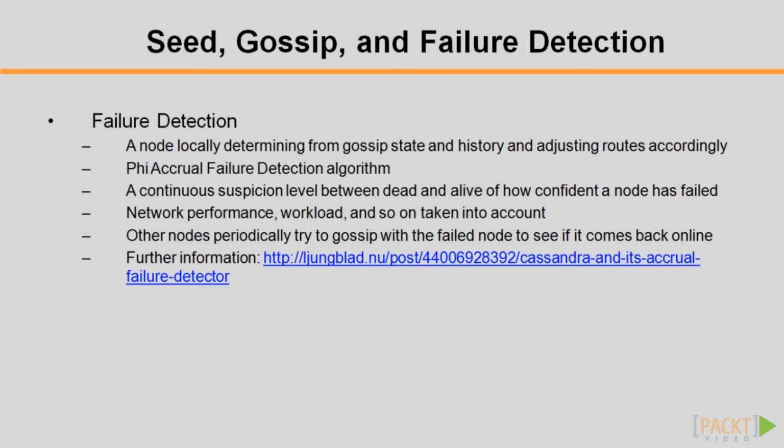A node locally determines failure from gossip state and history and adjusts routes accordingly, using the phi accrual failure detection algorithm. Instead of the binary extremes of dead or alive, the algorithm gives a continuous suspicion level between dead and alive of how confident a node has failed. In a distributed environment, false negatives may happen due to network performance, fluctuating workload, and other conditions. The algorithm takes all these factors into account and provides a probabilistic value. If a node has failed, other nodes periodically try to gossip with it to see if it comes back online.